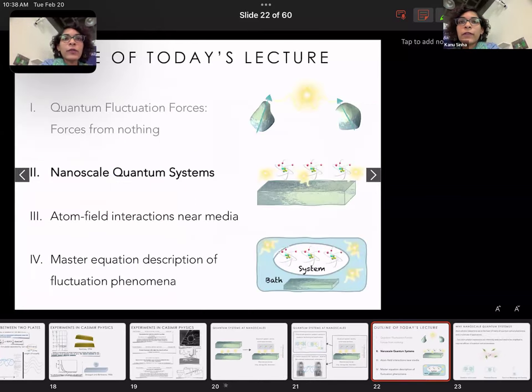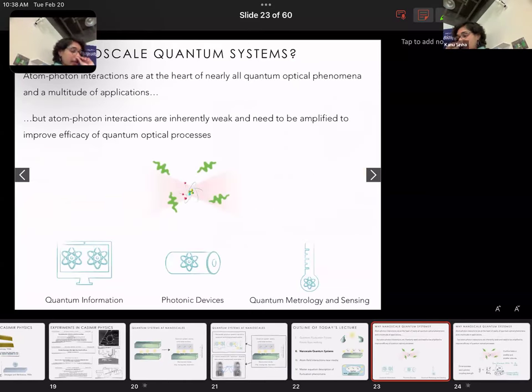Which brings me to the next chapter of nanoscale quantum systems. And in particular, when I'm talking about nanoscale quantum systems, I'm thinking of atoms or collections of atom-like objects close to a macroscopic body, and interactions between atoms and photons are important to many of these up-and-coming quantum information and quantum metrology devices. But these atom-photon interactions are also very weak.